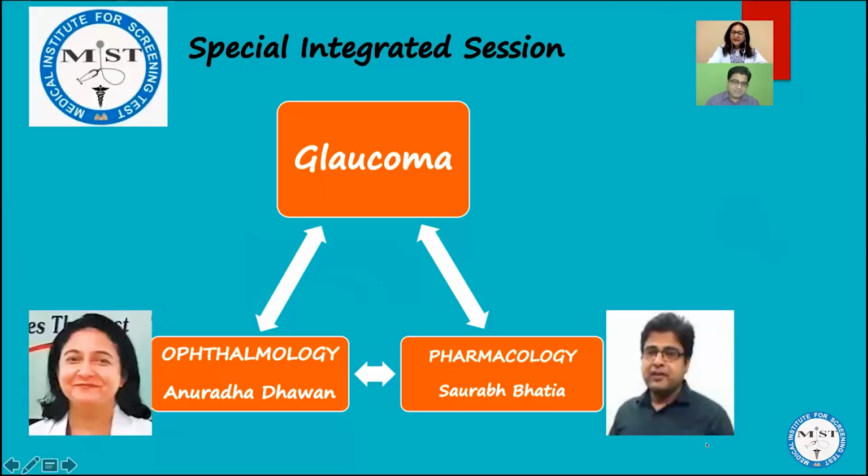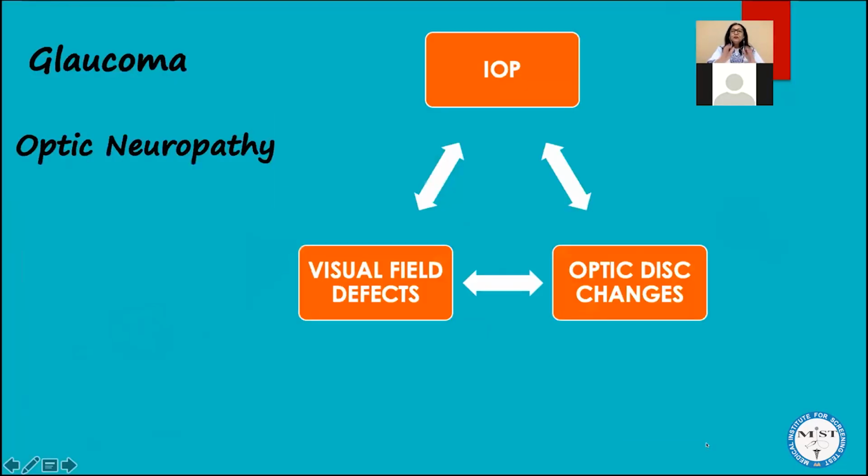So as I told you, glaucoma is a very high yield topic. Most of the exams have been having questions related to glaucoma. So when we talk about glaucoma, what is glaucoma? The most important thing to remember is that it is a disease of the optic nerve. We call glaucoma a progressive optic neuropathy. It is actually a disease of the optic nerve in which nerve fibers are getting damaged.